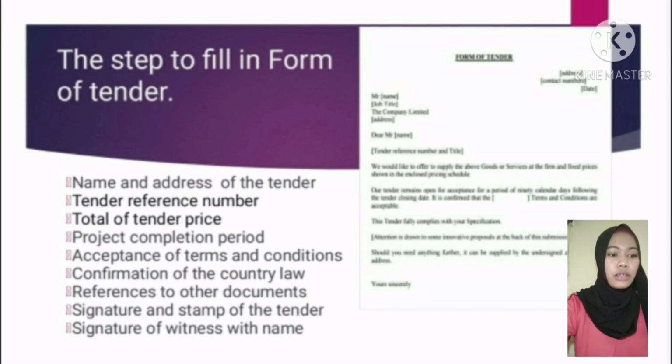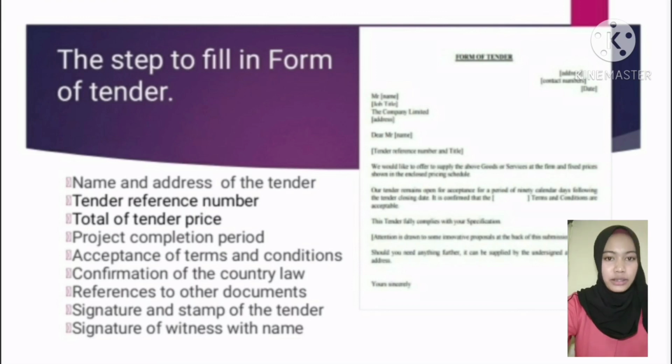Next step, the form must be referenced to other documents to complete the tender. Moreover, the form must have the signature and stamp of the tenderer. The last step is the form must have a signature of witness with name.